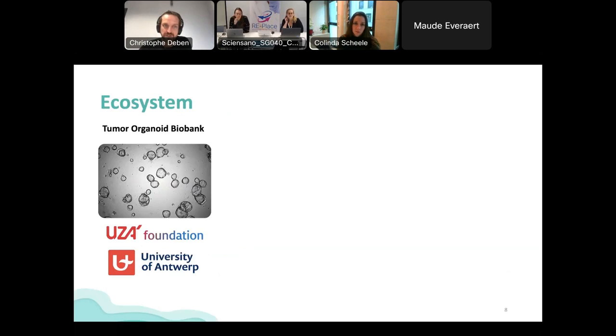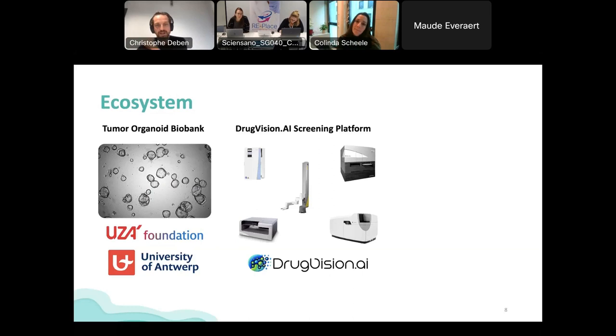And we established an ecosystem of the tumor organoid biobank, of course, to have access to fresh patient samples, biobanking these organoids and making them available for researchers. And the second aspect is that we have also established a screening platform, so really state-of-the-art automation infrastructure so that we can screen organoids high throughput, both with wide field imaging and confocal imaging.